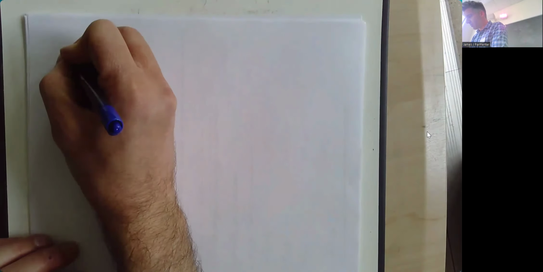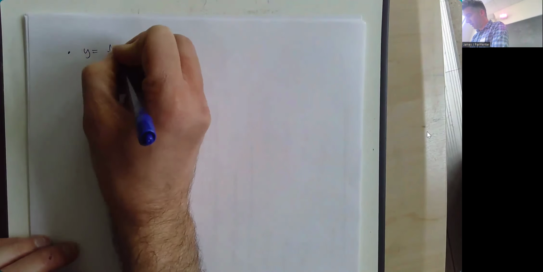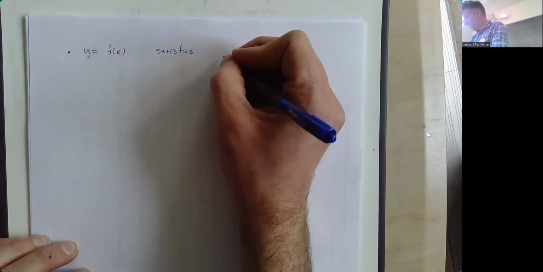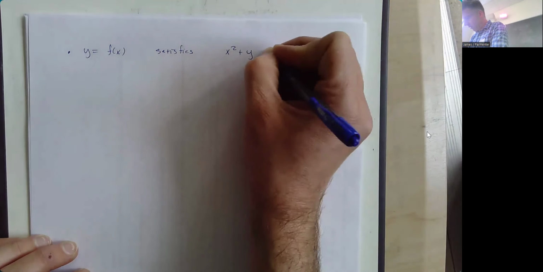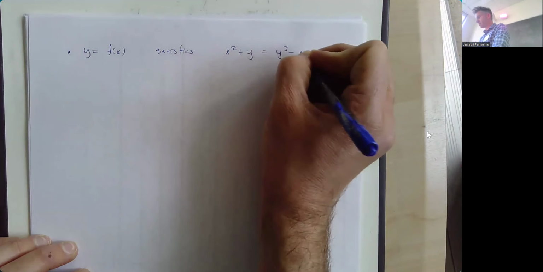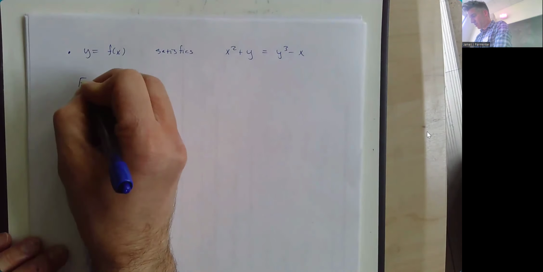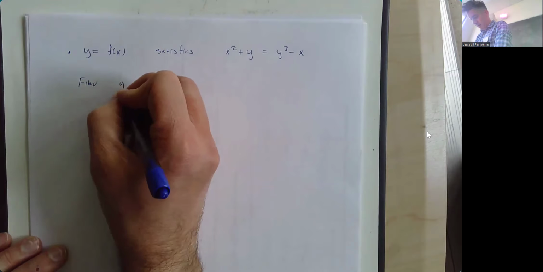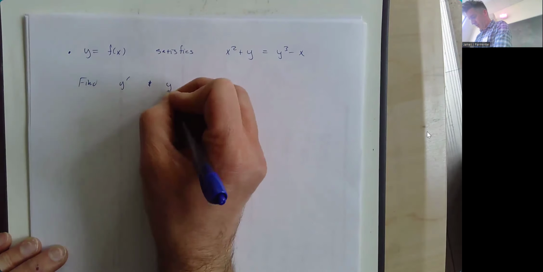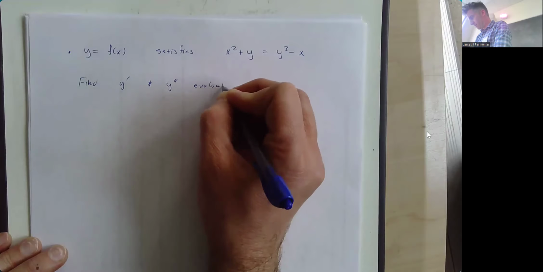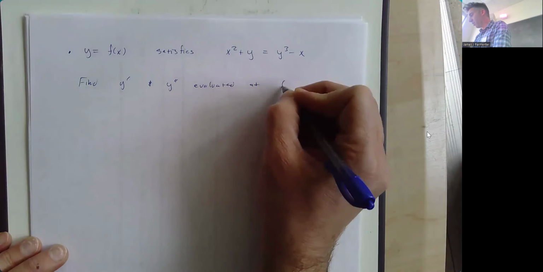Let's say we've got y equal to some function of x satisfies the following equation: x squared plus y equals y cubed minus x. I want to find y prime and y double prime evaluated at the point (0, 1).